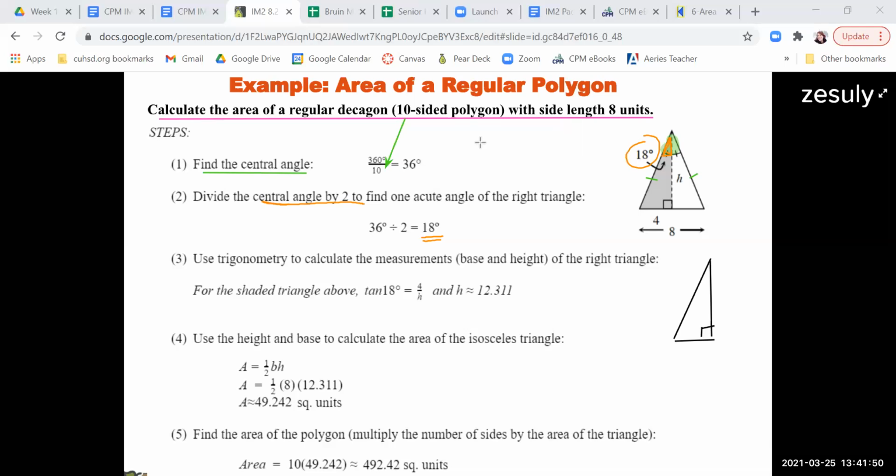Here's our right triangle, the shaded one, and I'm going to add the things I know to it. I know now that this upper angle right here is 18 degrees. I don't know the height, h. I also know that because this whole bottom of this triangle is 8, the length of the bottom of the shaded triangle is half of that, which is 4.